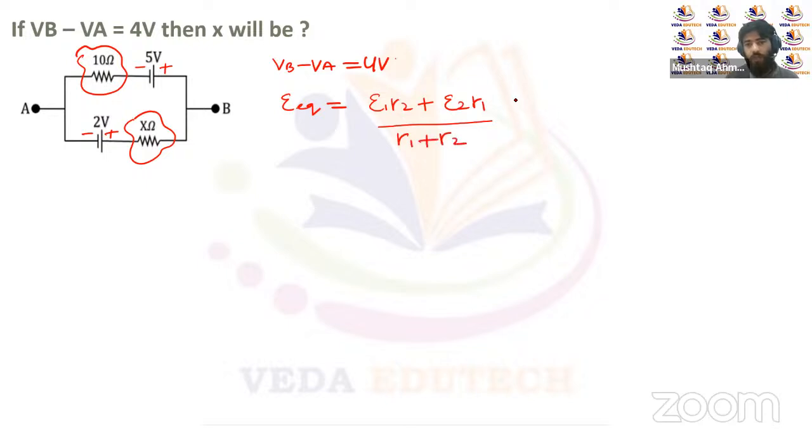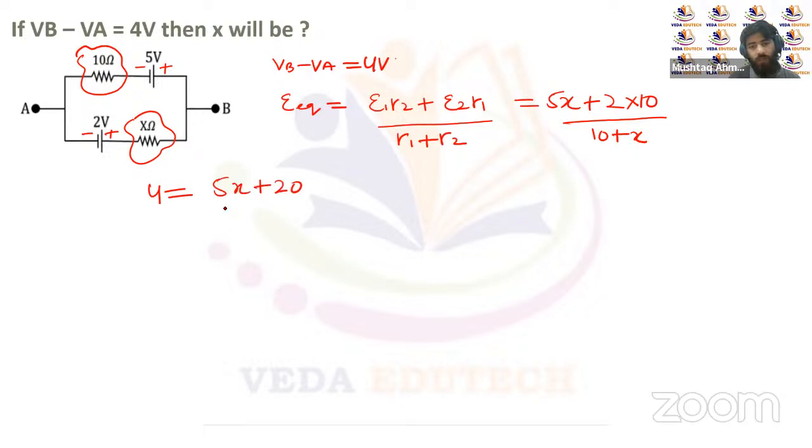Our E1 here is 5 and R2 here is X, so we write 5X plus E2, which is 2, multiplied by R1, which is 10, over R1 plus R2, that is 10 plus X. And that has to be equal to 4 volts. So it will be (5X plus 20) over (10 plus X).